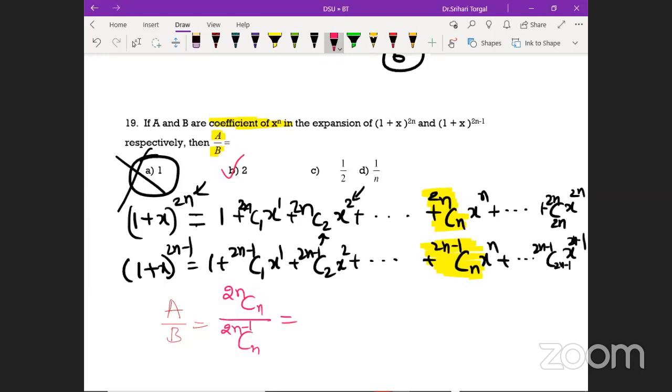Now let me take the x square coefficient. If I put n equal to 2, I have to take n equal to 2 here. If that is the case, 4c2 divided by 3c2. How much is 3c2? It is 10 by 3. See here, I got 10 by 3 as A by B, which is wrong. I put n equal to 2.